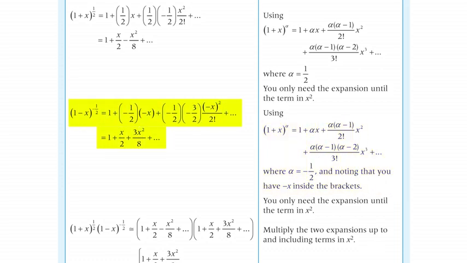(1 plus negative x) to the negative a half equals 1 plus negative a half multiplied by negative x plus negative a half multiplied by negative 3 divided by 2 multiplied by negative x squared divided by 2 factorial plus ..., which equals 1 plus x divided by 2 plus 3x squared divided by 8 plus ... Once more, there is no need to go beyond the term in x squared.